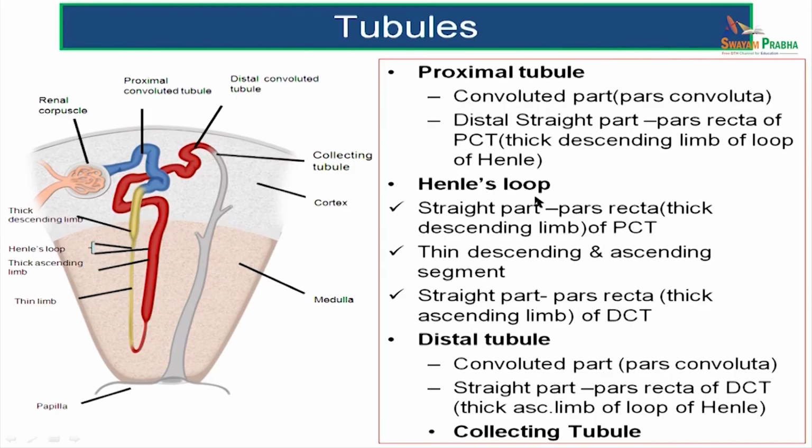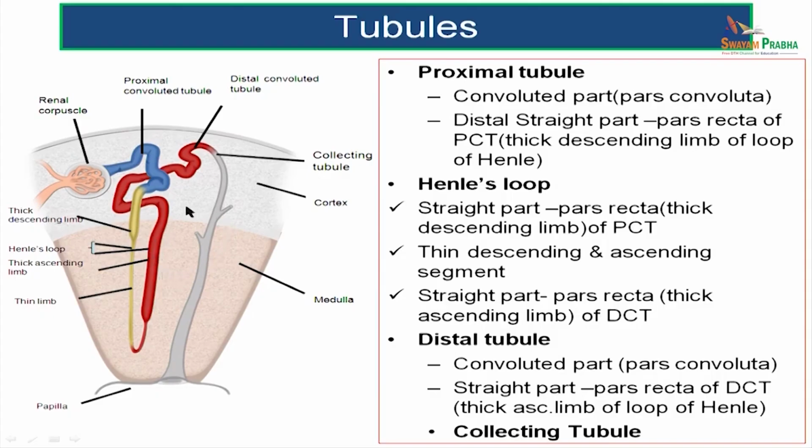The Henle's loop has got four parts. One is the pars recta of PCT, which is the thick descending limb. Then you have a thin descending limb. Then you have a thin ascending limb. These are seen in the medulla. Then you have a straight part or pars recta of distal convoluted tubule, which is nothing but the thick ascending limb of loop of Henle.